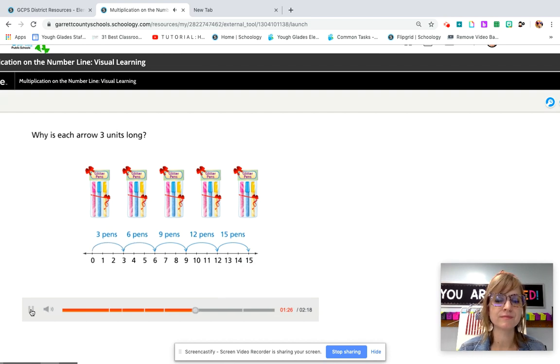Why is each arrow 3 units long? Well, we know that because in each bag there are 3 pens. Because each arrow represents 3 pens in a bag.